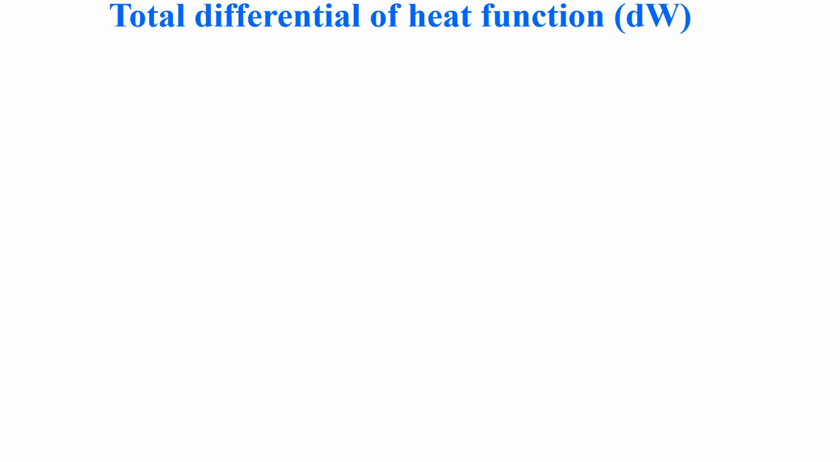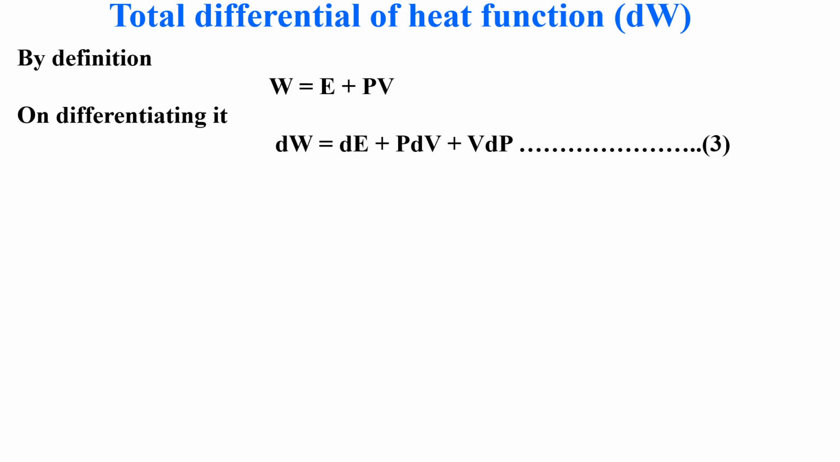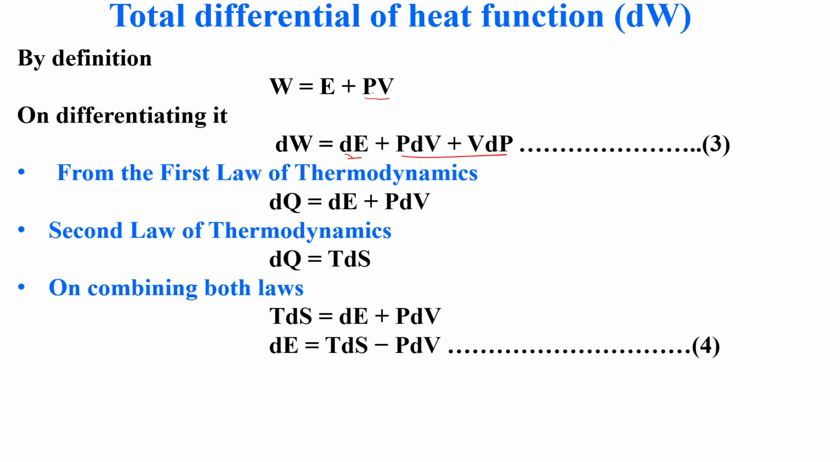Now let's discuss the total differential of heat function, that is dW. By definition, we know that W is equal to E plus PV. On differentiating it completely, dW is equal to dE plus, this is by parts, PdV and VdP. Then from the first law of thermodynamics, dQ is equal to dE plus PdV. From the second law of thermodynamics, dQ is equal to TdS. On combining both these laws, we get that TdS is equal to dE plus PdV. So dE is equal to TdS minus PdV.